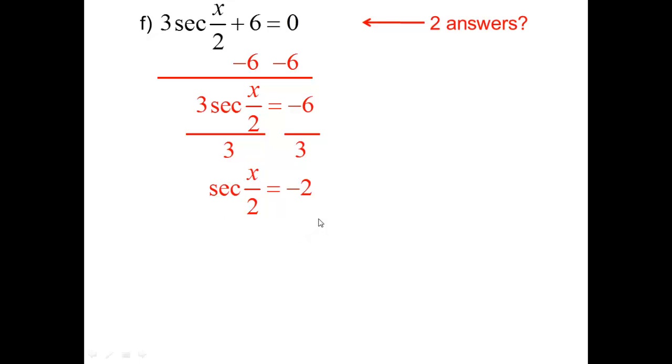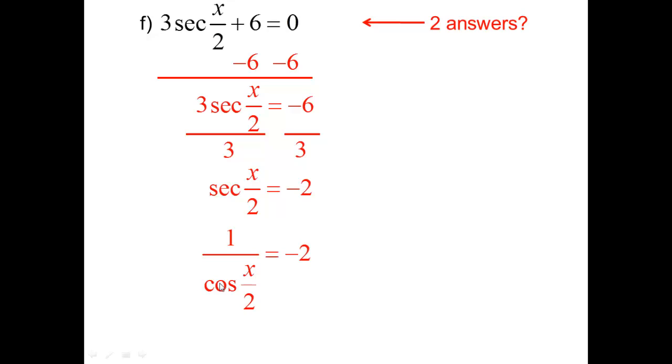So if I wanted to, I could replace secant of x over 2 with 1 over cosine of x over 2. Notice I didn't change the x over 2. The identity doesn't affect what the angle is. Whatever this is, it's got to be the same angle down here. It's the secant itself that changes to 1 over cosine.